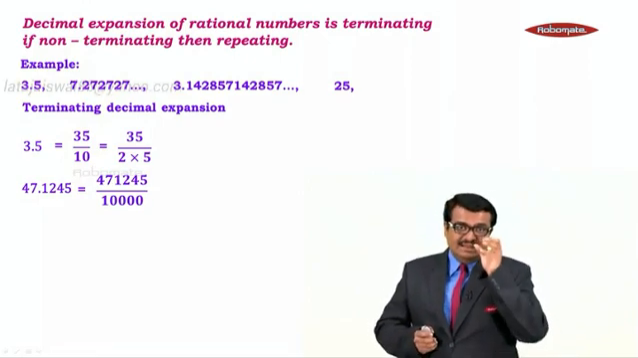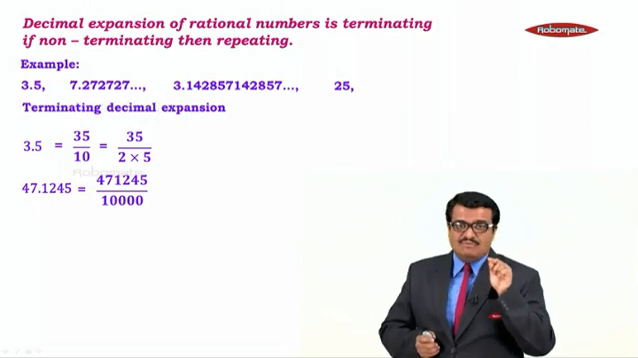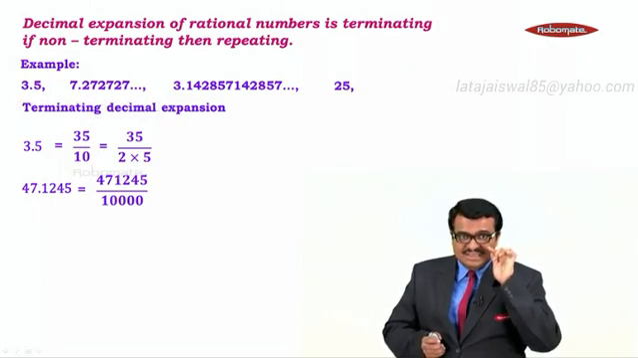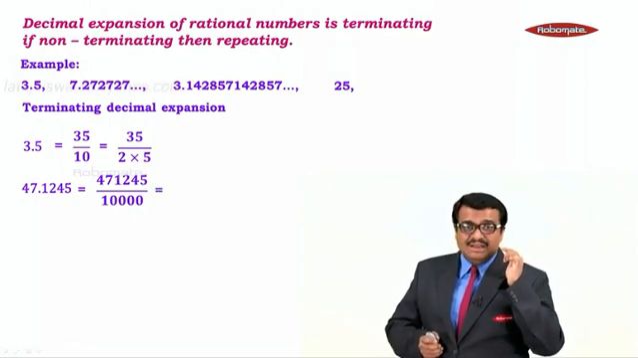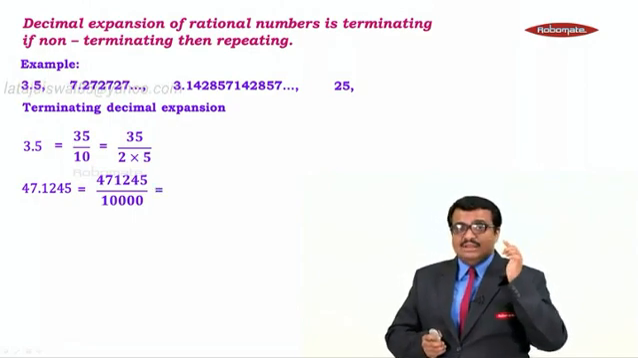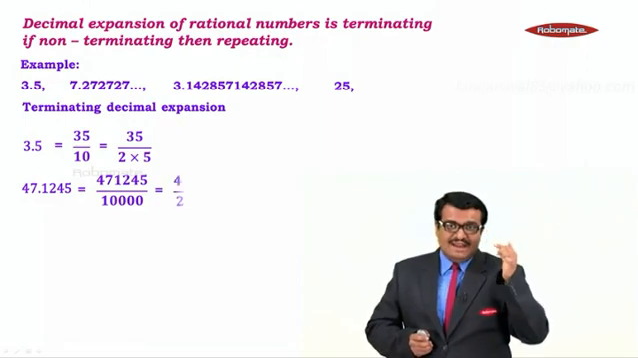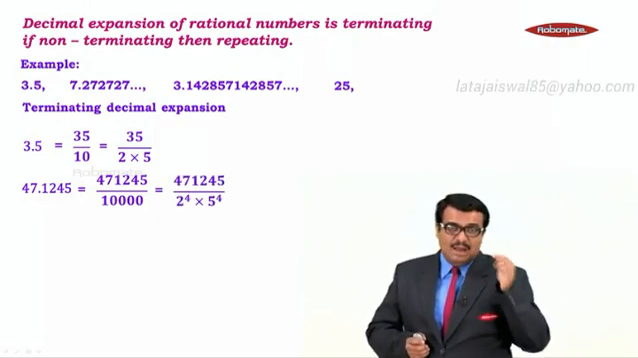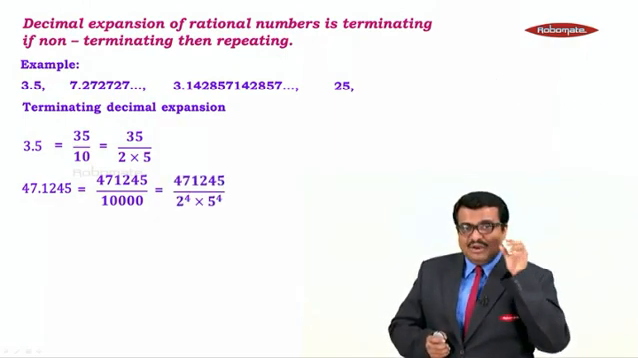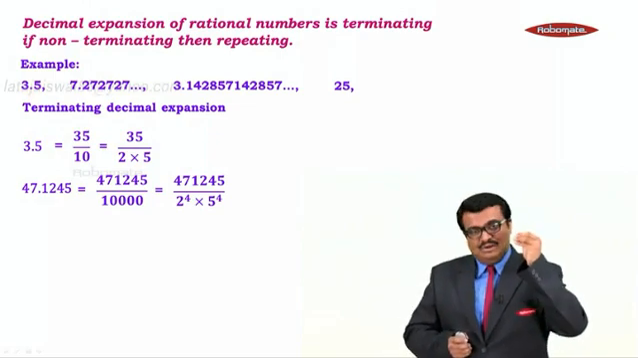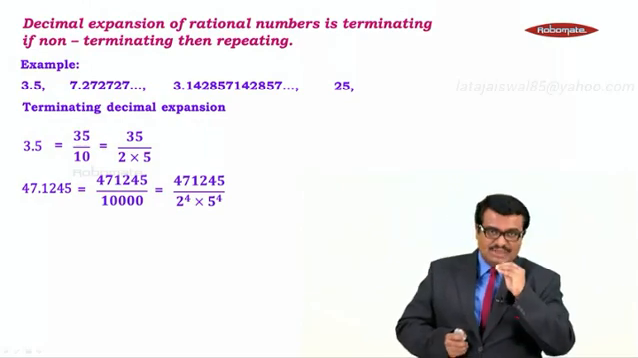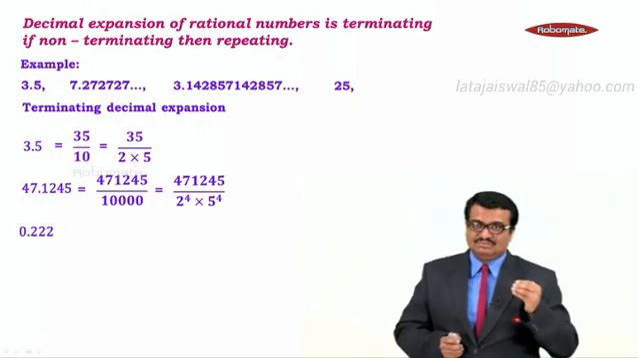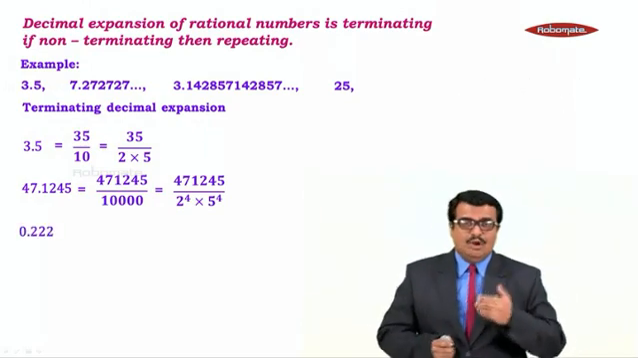right? Now 10,000, how many zeros are there? If you count, 4 zeros are there. Means it is 10 raised to 4. 10 can be written as 2 into 5. So it is 2 into 5 the whole raised to 4. So the numerator as it is, 471245 upon 2 raised to 4 into 5 raised to 4, because 10,000 is nothing but 10 raised to 4, 10 is 2 into 5. So 2 into 5 the whole raised to 4 is nothing but 2 raised to 4 into 5 raised to 4.